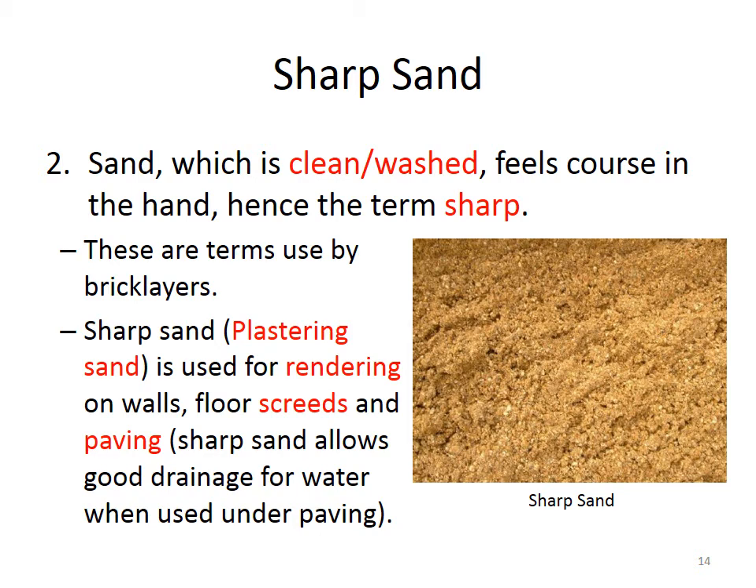We would never use soft sand for paving. We only use sharp sand for paving. Sharp sand allows good drainage for water when used under paving. If we used soft builder sand for laying down paving slabs or bricks, once it rains there wouldn't be very good drainage in the soft sand, and our paving would start rising up and would end up kind of floating on top of the very wet soft sand. So for paving we only use sharp sand. Again, for plastering we only use sharp sand.